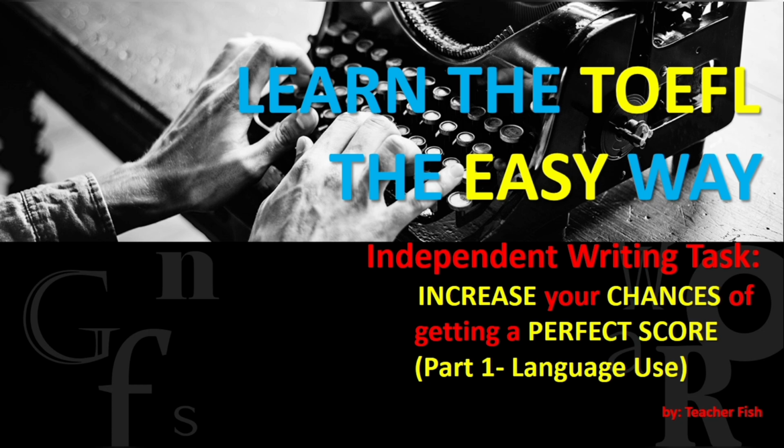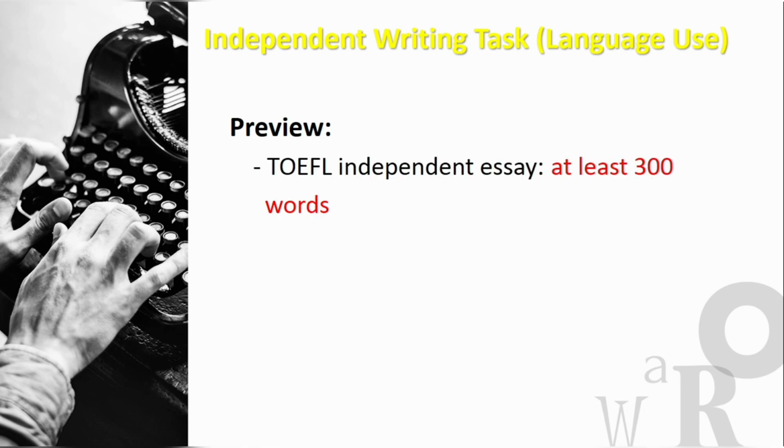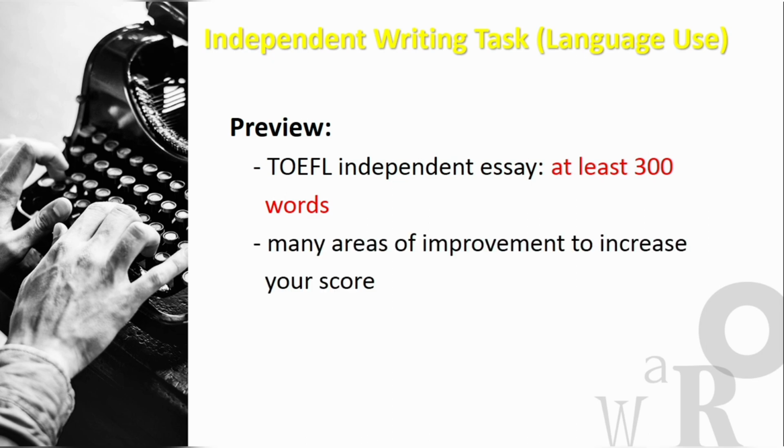For today's discussion, we will have the first half of a two-part video about the ways you can earn a perfect score in the independent writing task of the TOEFL. Be sure you won't miss the second part of it, so that you'd fully increase your chances of getting that perfect score. As you may have already learned from our previous lesson video, an independent essay is composed of at least 300 words. So this means there are a lot of points of improvement or areas of the essay where you can potentially increase your score.